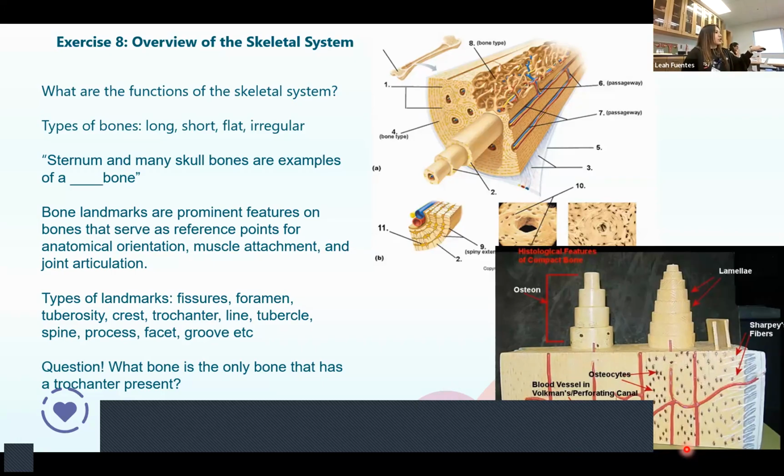So this whole structure here is an osteon. And these rings are the lamellae. We also have our osteocytes here. And then the Volkmann and perforating canal. I know Mr. Torres touched a lot on the Sharpey's fibers here, so I would make sure you know those.